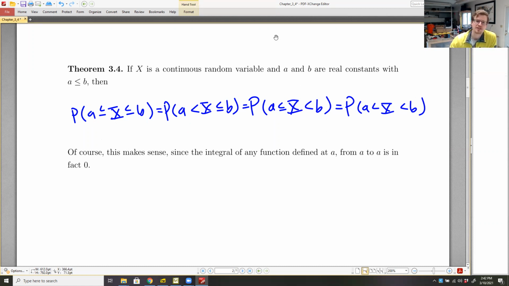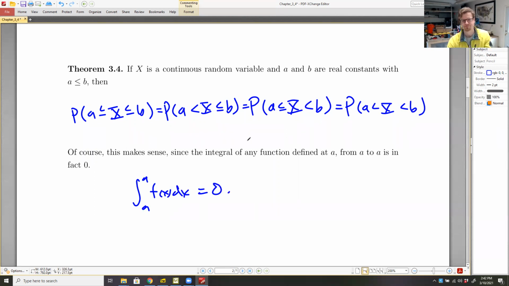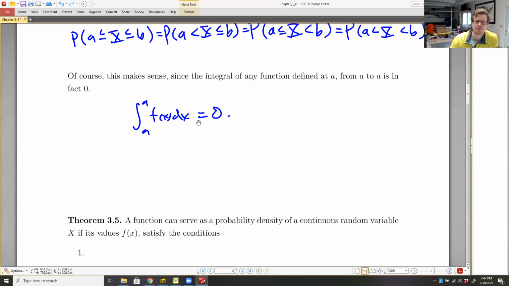Of course, that makes sense because for any function that's defined at a, the integral from a to a is exactly 0. So adding or subtracting this particular value does nothing at all. So that should make sense for us.